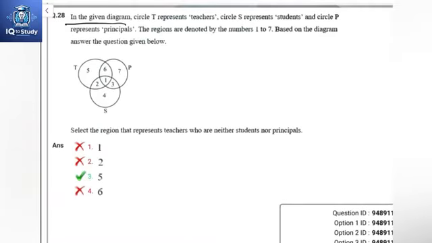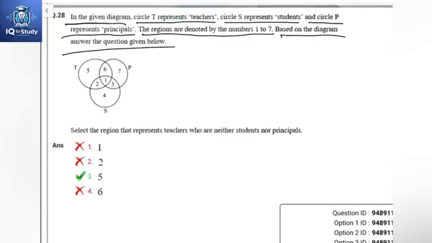In the given diagram, circle T represents teachers, circle S represents students, and circle P represents principals. The regions are denoted by the numbers 1 to 7. Based on the diagram, answer the question given below. Select the region that represents teachers who are neither students nor principals.